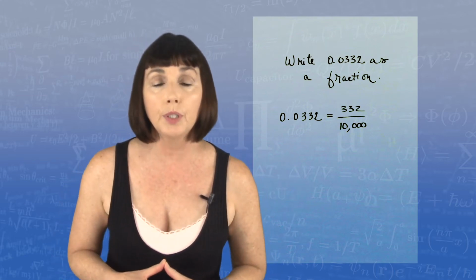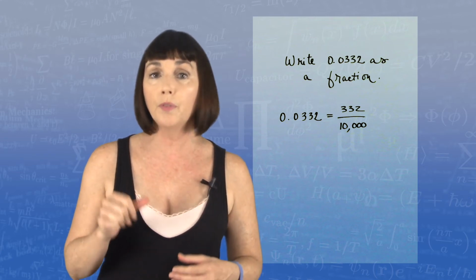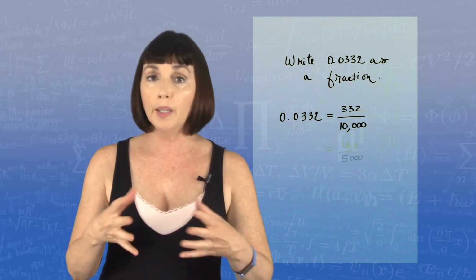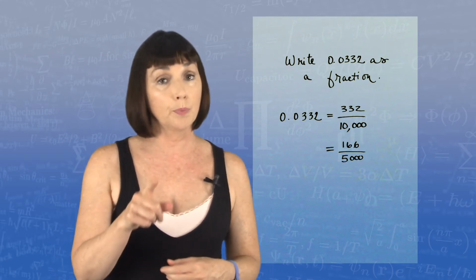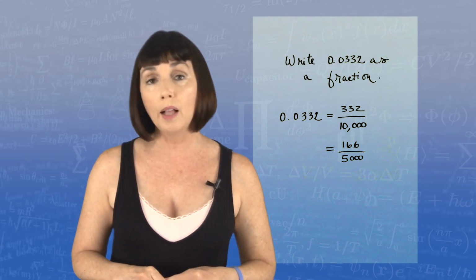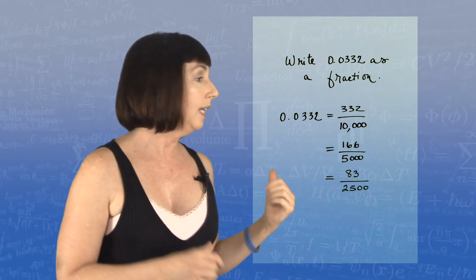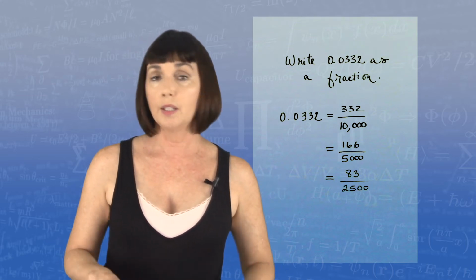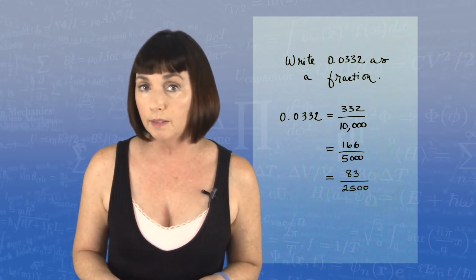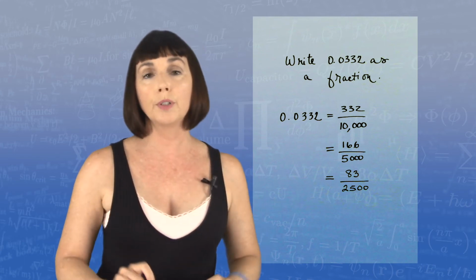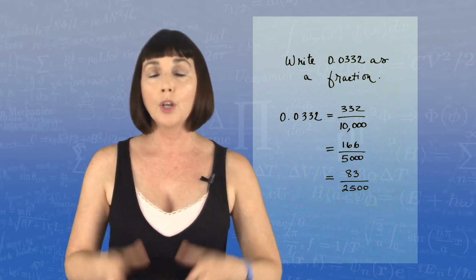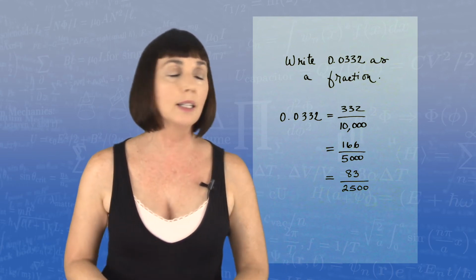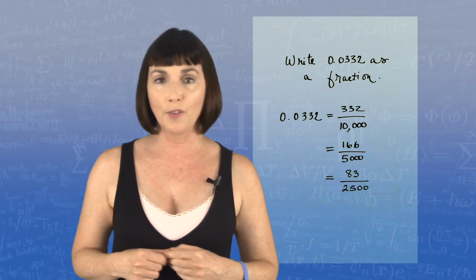Now I just have to reduce. I can reduce both of these numbers by 2. Doing that, I get 166 over 5,000. I can reduce both those numbers by 2 as well, and that gives me 83 over 2,500. Is there any more reducing to be done? No. Those two numbers are reduced as far as they can be. This is in lowest terms, so our fractional representation is 83 over 2,500.